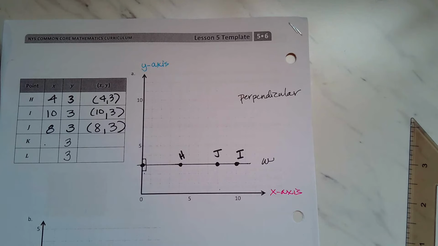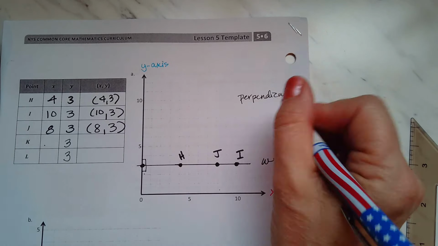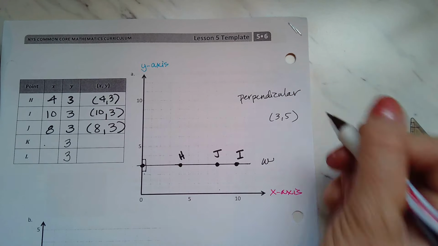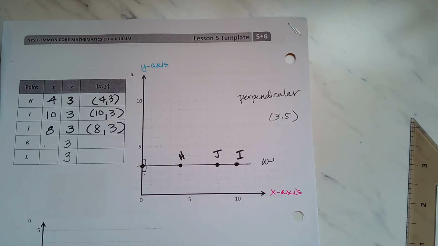Would the point with coordinates 15.5, 3 fall on line W? Well, it would, because as long as there is a 3 in the y coordinate, it doesn't matter what the x coordinate is. If the y coordinate is 3, then the point will be on line W. Would the point with coordinates 3, 5 fall on line W? Would 3, 5 fall on line W?